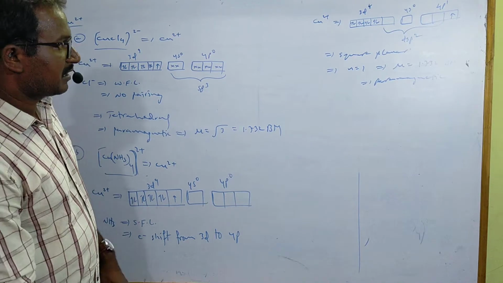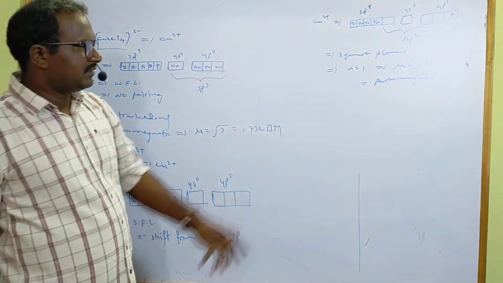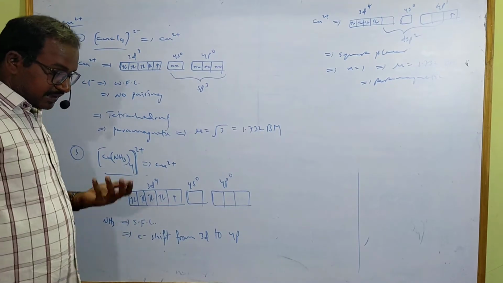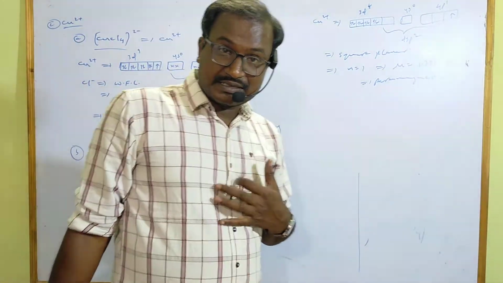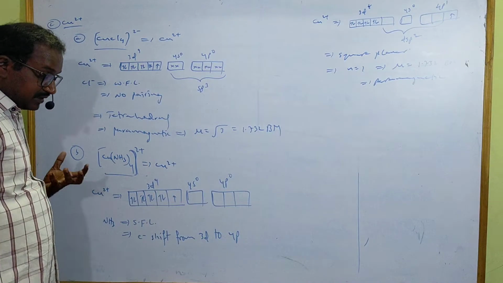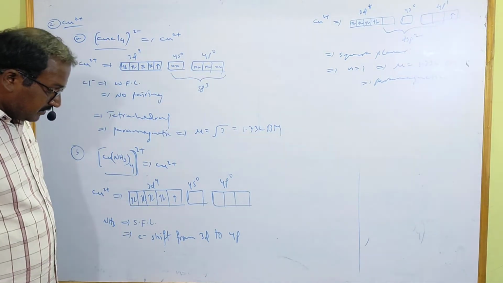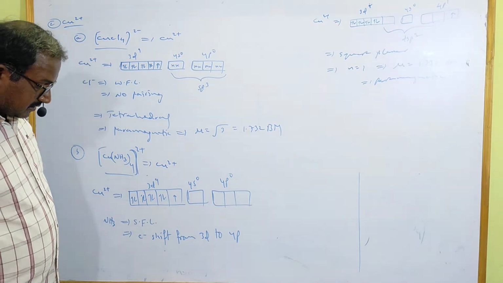We can't say it is an inner orbital complex. That word we cannot use in case of coordination number 4. Inner orbital complex, low spin complex, outer orbital complex, that we can apply only for octahedral complexes, not for this.